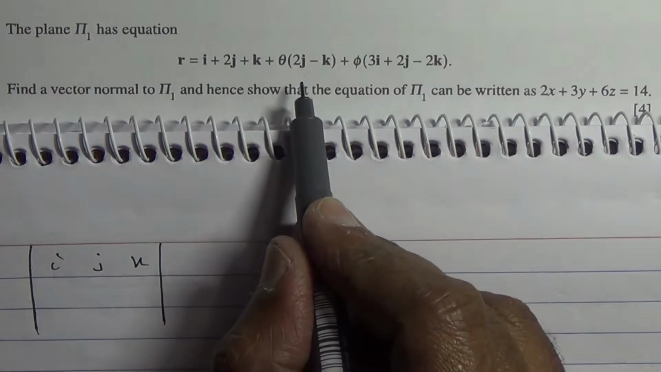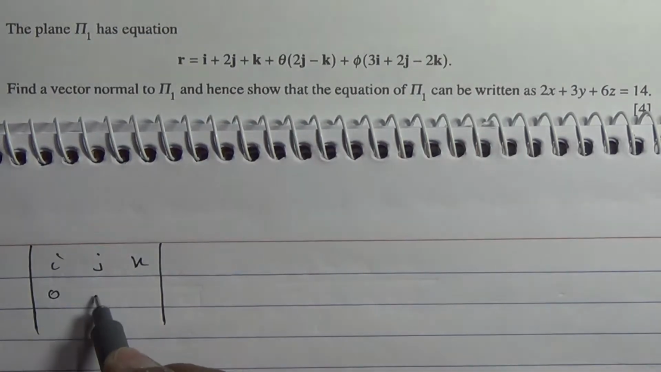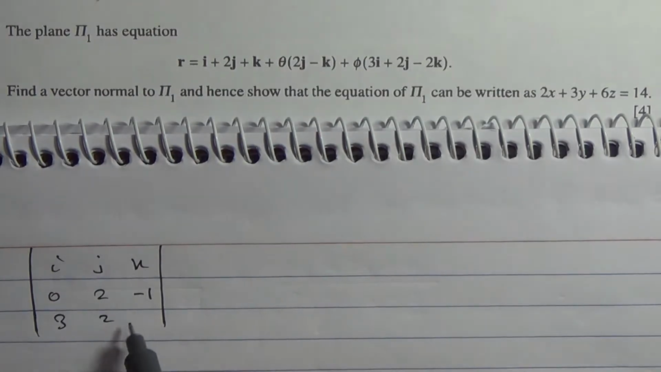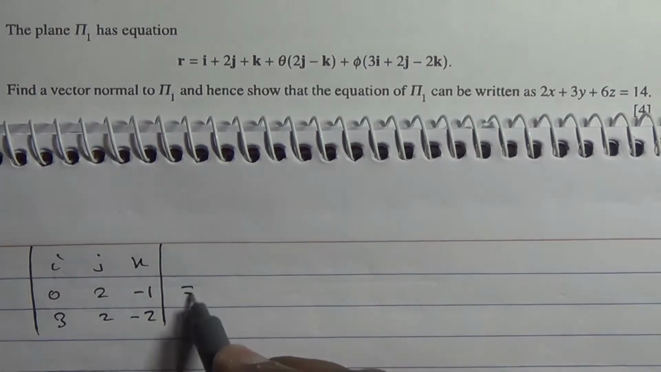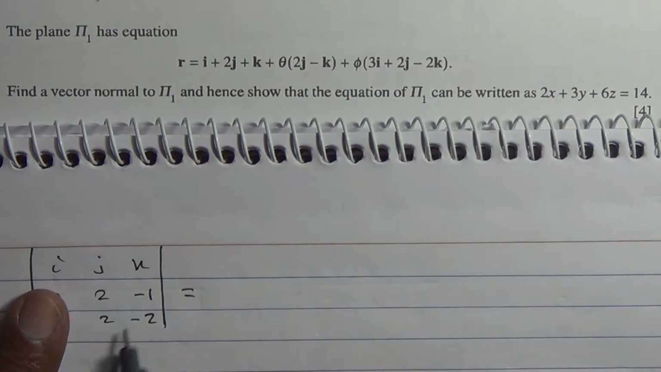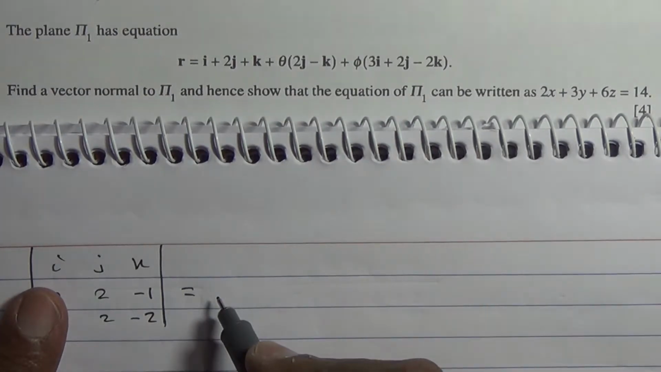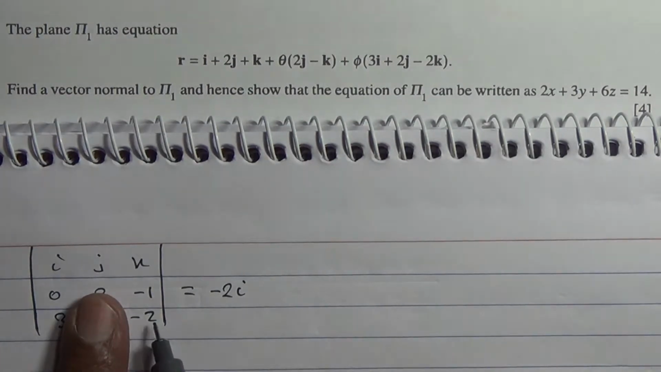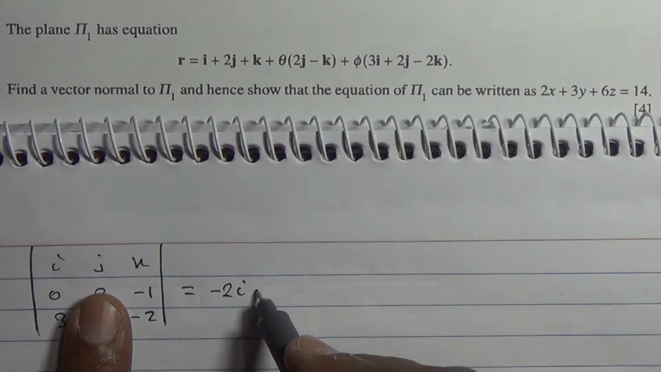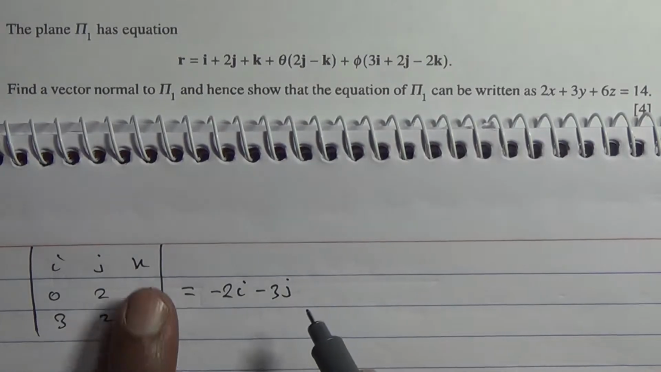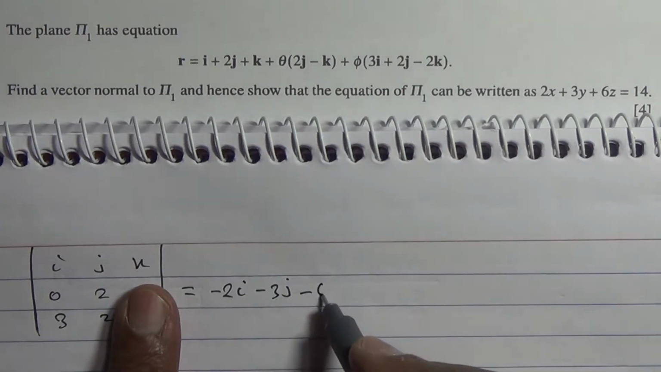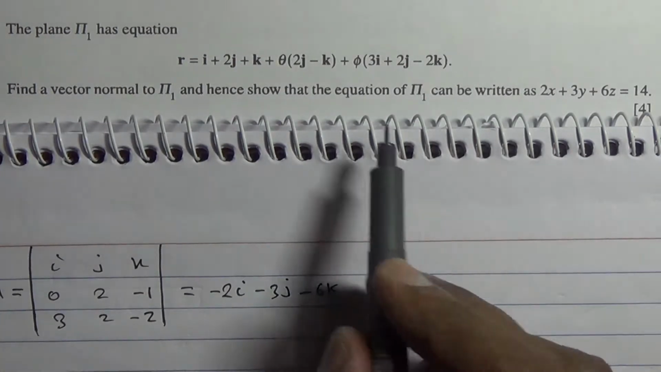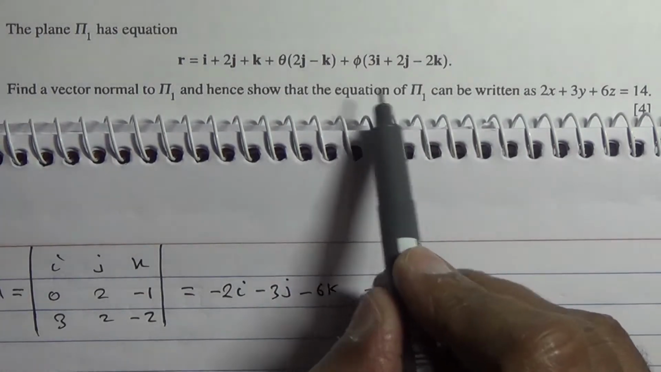And this is 0, 2, minus 1. The other one is 3, 2, minus 2. And therefore, if we cross product, we're going to get minus 4 minus minus 2, which is minus 2i. Then you block this. This is going to be equal to minus 3j, and this is minus 6k. And here we are. That's a normal, first part.